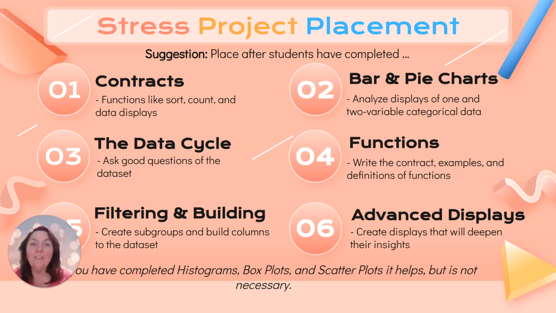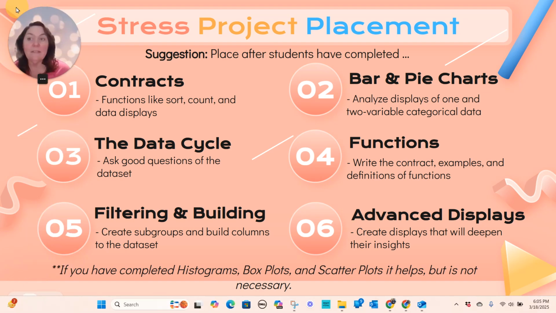It would be much more engaging to take this data you collect now and have students make some subgroups of it and be able to do some deeper analysis. So you could see here the 6 lessons that we suggest that you've at least covered. Of course, the contracts, bar and pie, and the data cycle so they can ask those good questions. And then there's knowing how to write the functions so that they can filter and build. Also suggest advanced displays if you're planning on teaching that to your class, because then they can also deepen their insights by doing those image scatter plots, image histograms, etc. Those would be a great tool for them in this analysis.